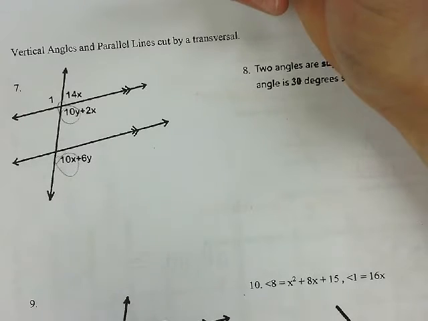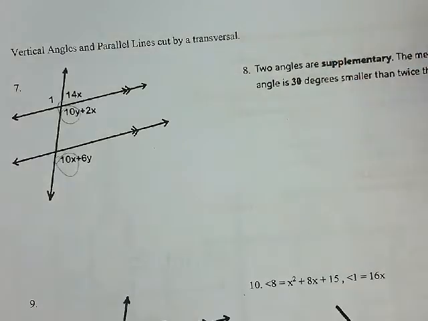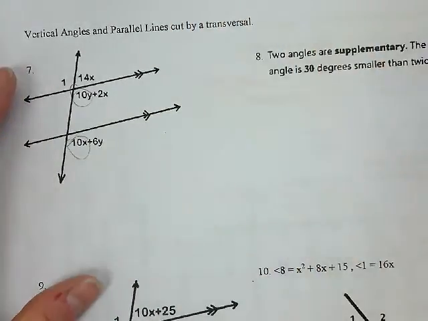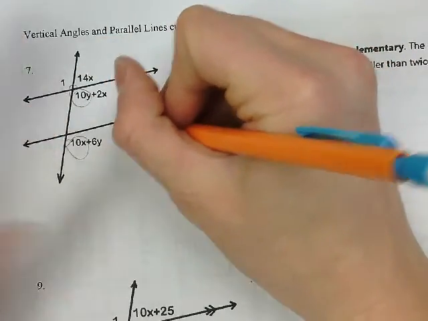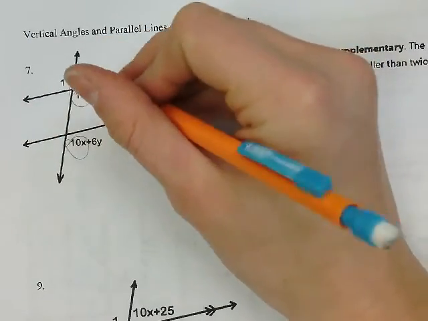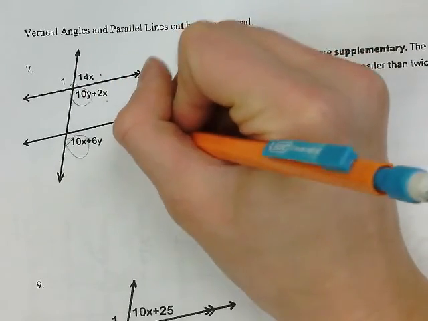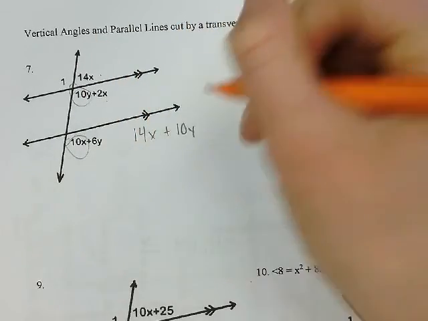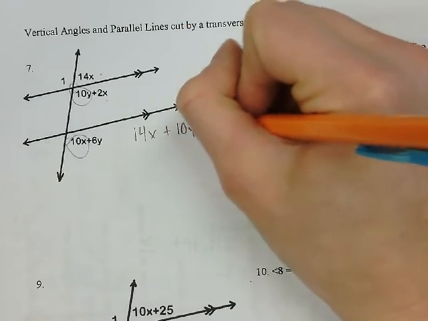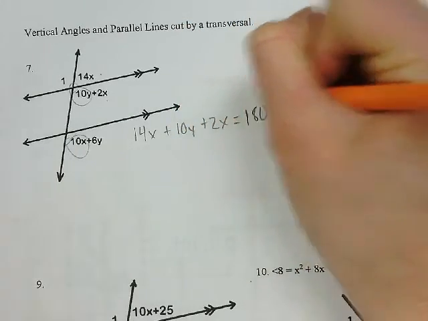Okay, so we might have to do a system. Them two equal 14x and that one equals 180, right? Yeah, it does. All right, so let's see. I forgot how to do this problem. All right. So we said add these to equal 180. 14x plus 10y, and then we might have to stack them in just a minute. Plus 2x equals 180.